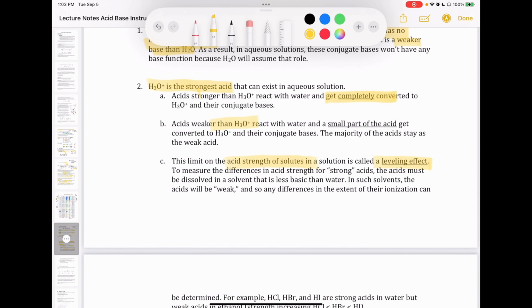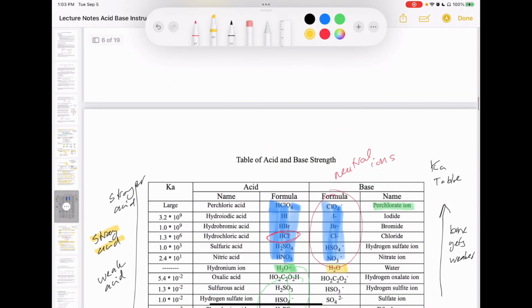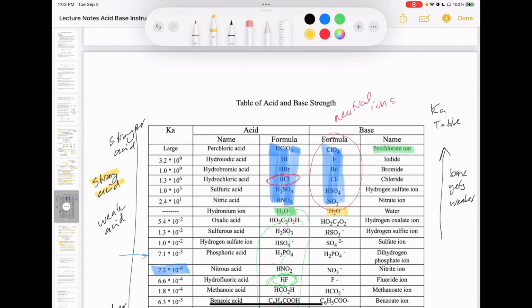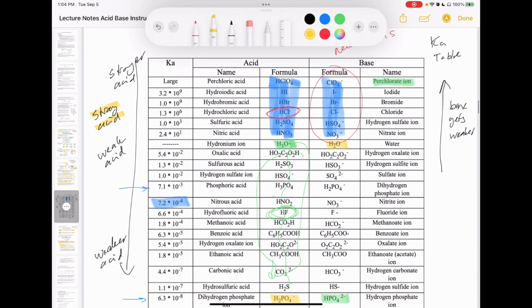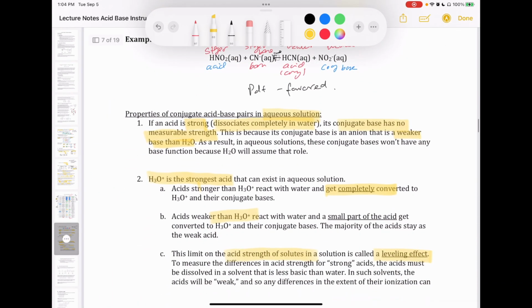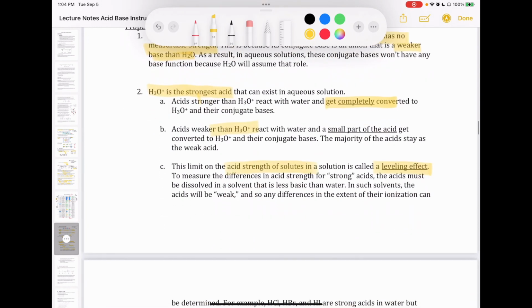So how do we know then that HI is stronger than HCl if they all have the same strength in water? Because they all become H3O+. The key is not to measure it in water. So you can actually measure the strength of acids in some other solvent. In fact, you want a base that's weaker than water, and that would be able to tell you which acid is going to preferentially react with that base.